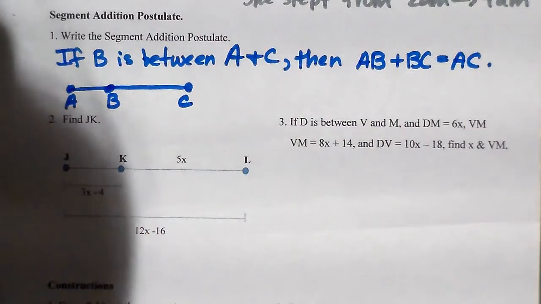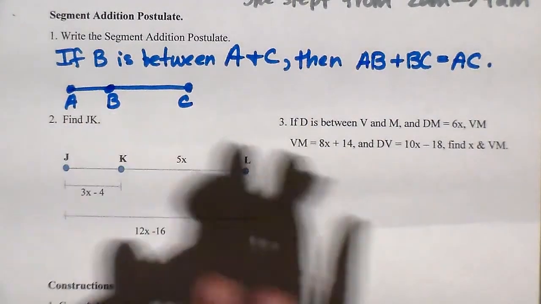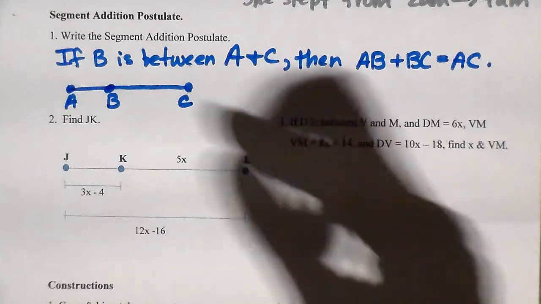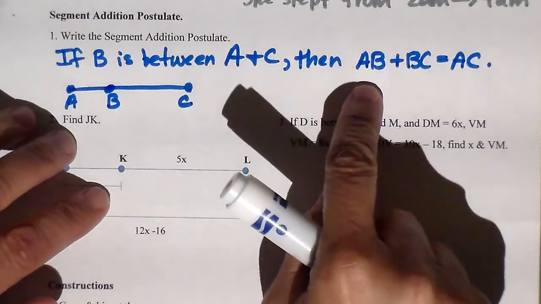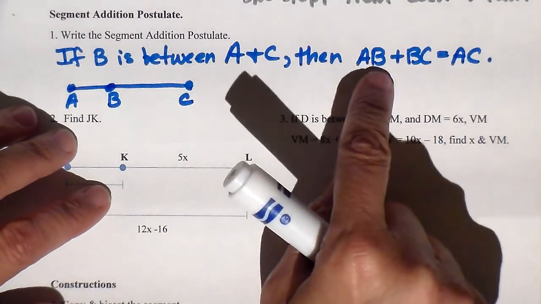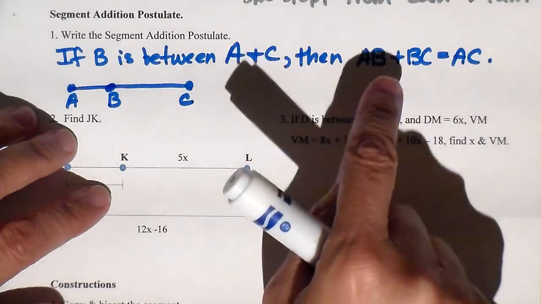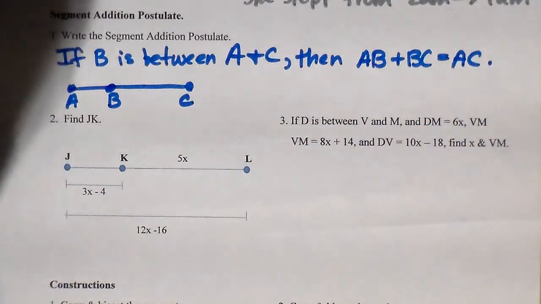Now remember, between is not middle. We talked about that. Middle is midpoint. Between just means on the same line, collinear with, in between. So that's the segment addition postulate. No symbols above means that it's distance. This is AB, it means the length of AB, the distance from A to B. There's no symbol above it. It's not a line or ray or segment.